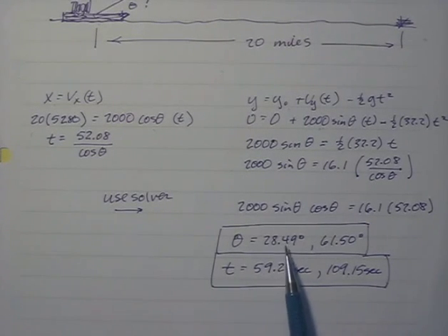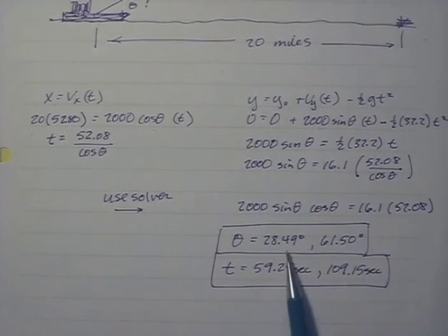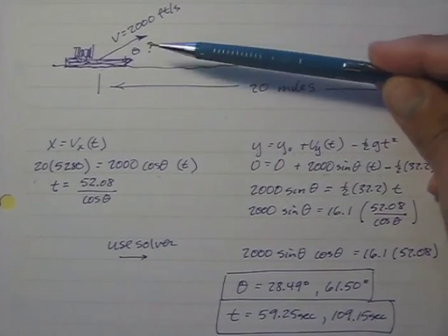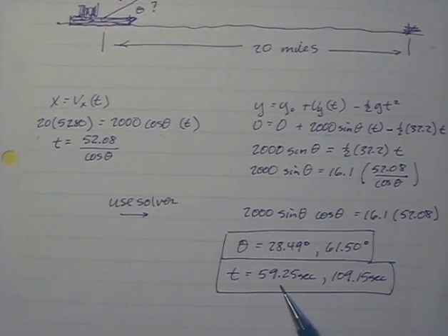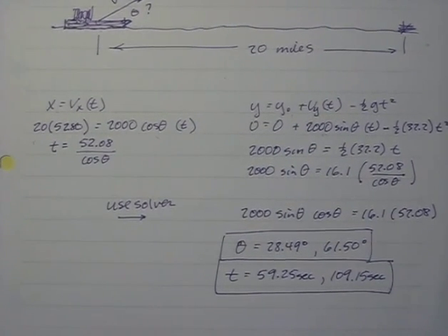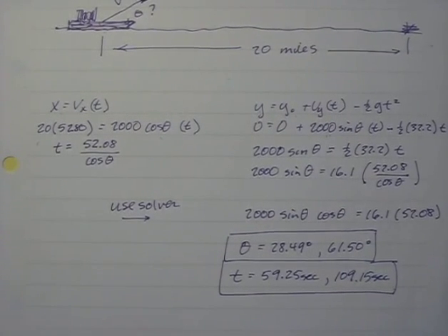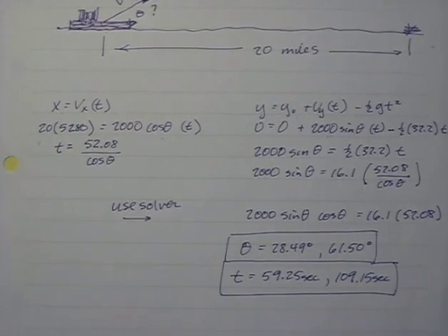So anyway, here we are. I used solver on my TI-83, and I found out there were two roots, 28.49 and 61.5. Each one of those has its own unique time. So if you fired it at 28.5 degrees, it would take 59 seconds to hit the target. And if you fired at 61 degrees, it'd take 109 seconds to get to the target. All right, so when you solve these things and there are two roots required, you need to identify both of them. The last thing I just want to point out is just a couple of helpful hints.